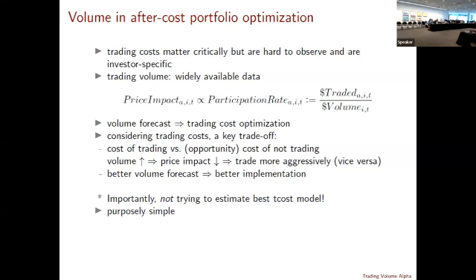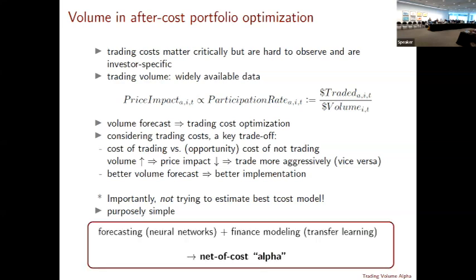Now, importantly, I'm not trying to estimate the best T-cost model here. This is not going to be a very good T-cost model because I'm only looking at one variable, the dollar traded volume in the market. Okay, so it's purposely simple for a couple of reasons. One is volume's generic. It doesn't rely on a specific trader. It's exogenous. My impact on total dollar trading volume, even as a large investor, would still be tiny, and purposely simple. Okay, it's widely available data that anybody can use.